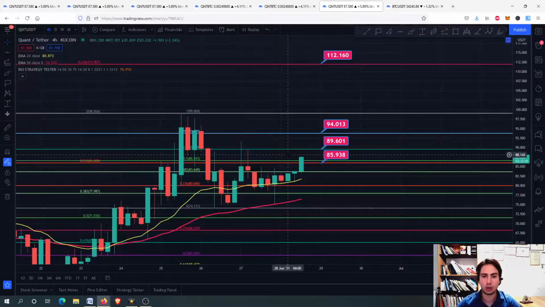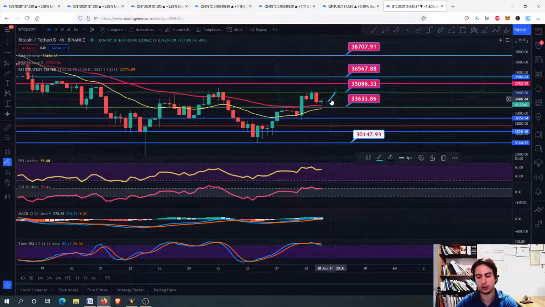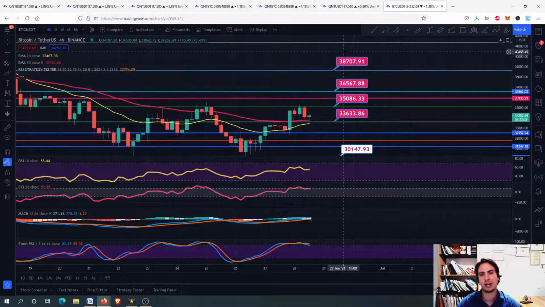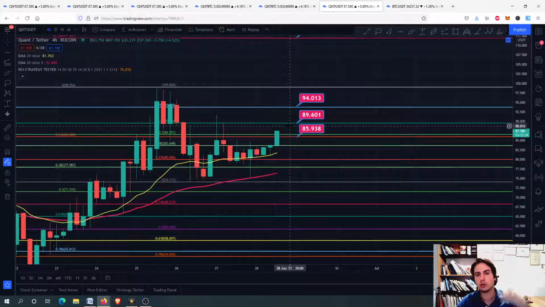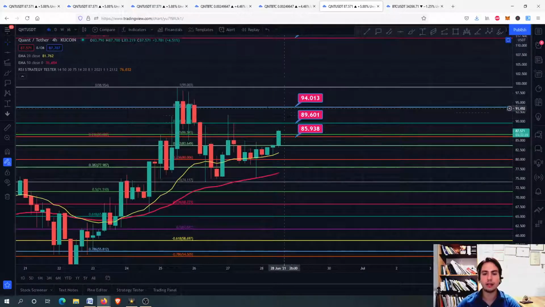So therefore, we don't necessarily need Bitcoin to go all the way upwards. Of course, it will help us if we just surpass the 35,000 Tether USD, our most important resistance line, and go to 36,500, our next price target for Bitcoin. It will help QNT, but we don't necessarily need Bitcoin. We don't necessarily need Bitcoin to have a swing high. We can do it on our own, right? QNT can do it on its own, and of course it can surpass many resistance levels.